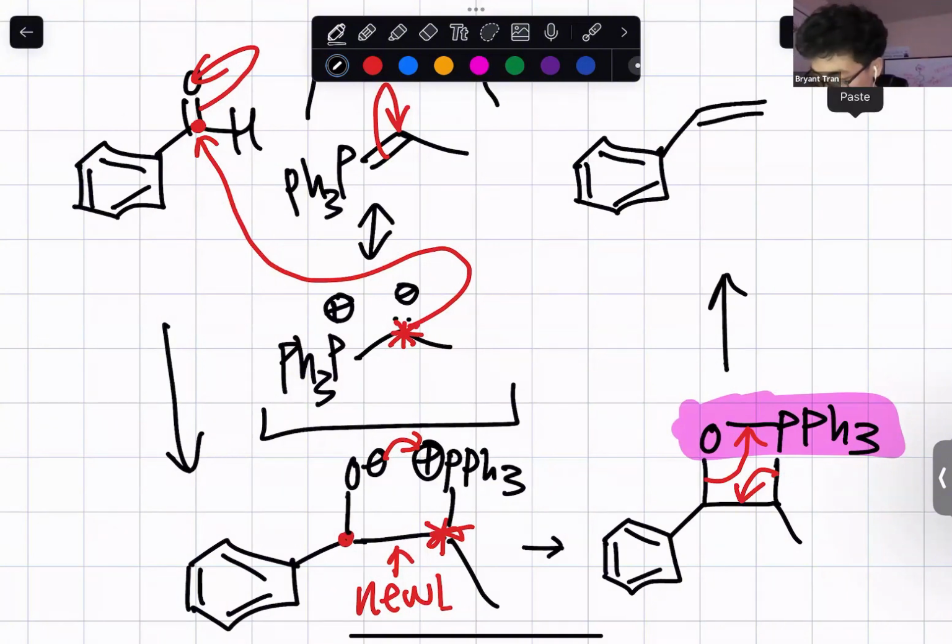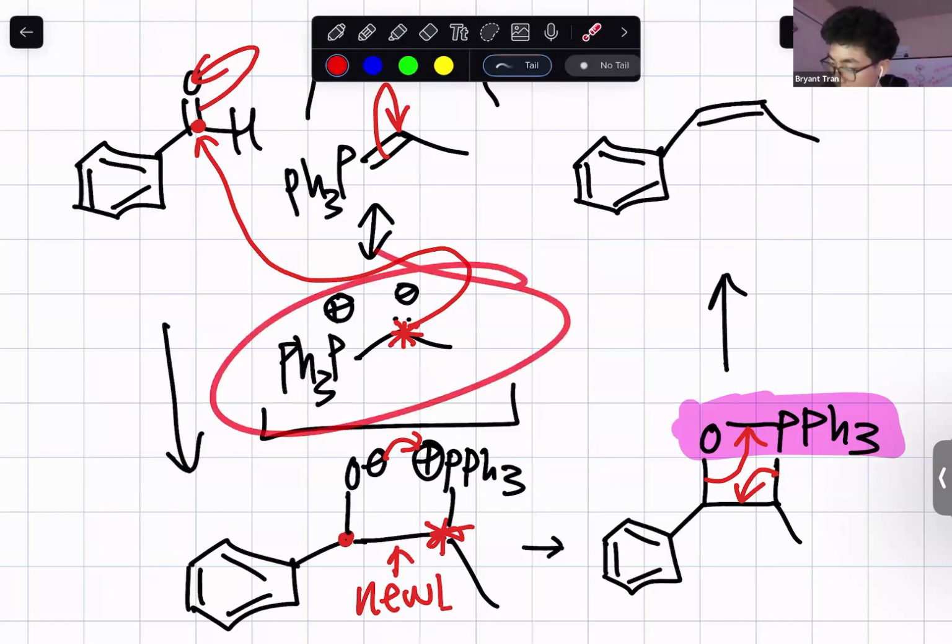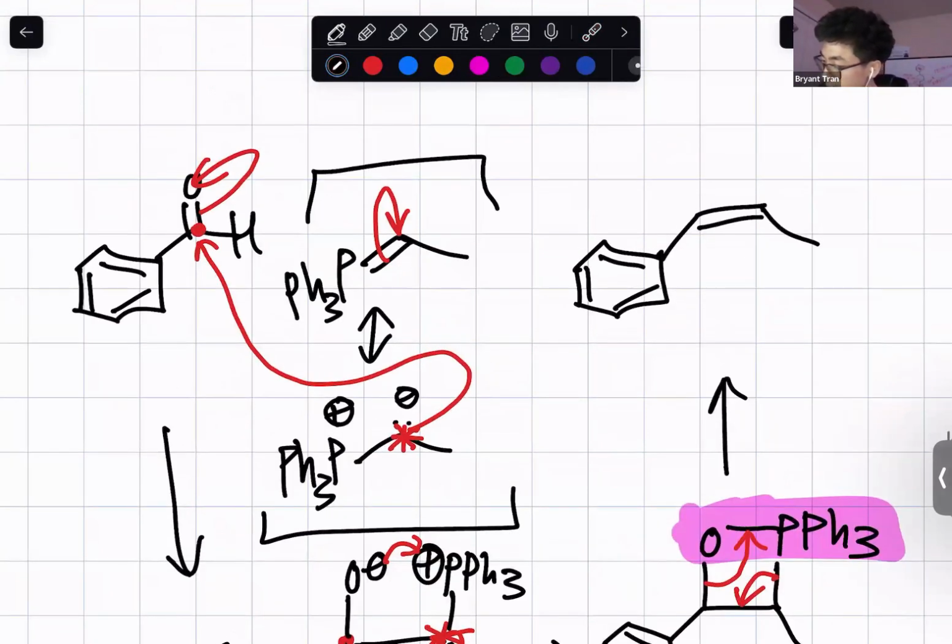It could be E if your ylid was stabilized by resonance, but in this case it's Z because our ylid here is unstabilized, and our side product would be this oxygen double bond phosphorus triphenyl. There's a name for that, but I forgot what it is. It's called triphenylphosphine oxide.